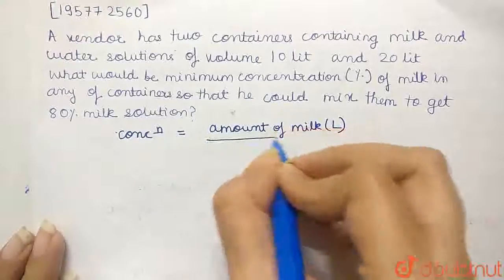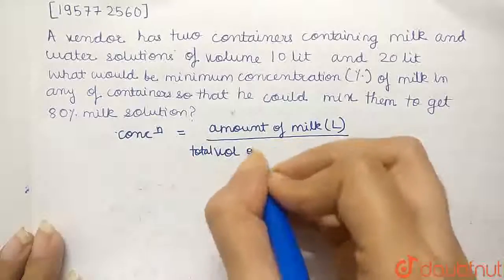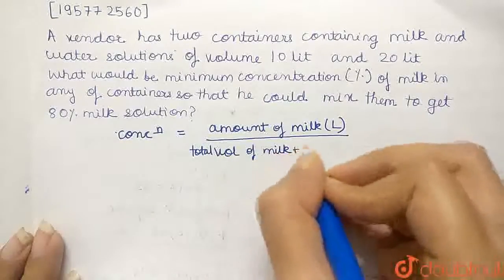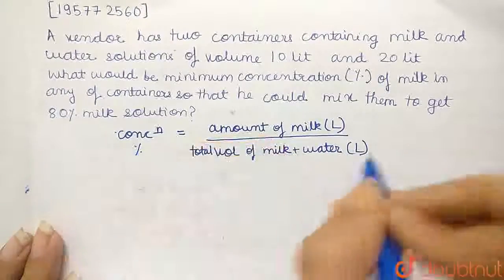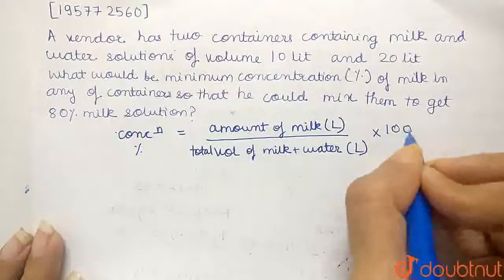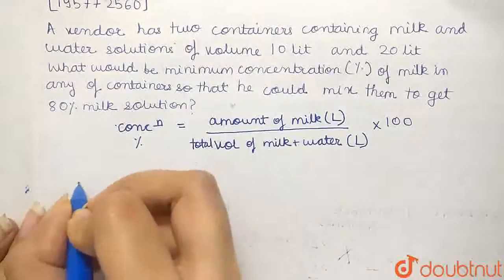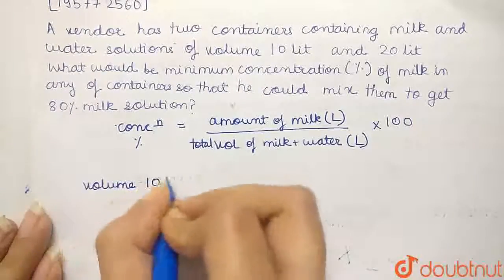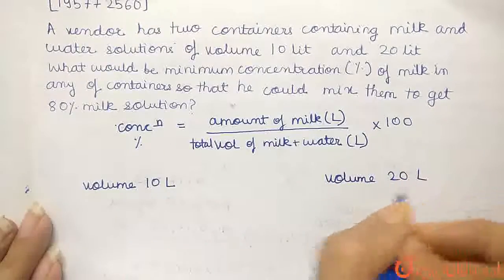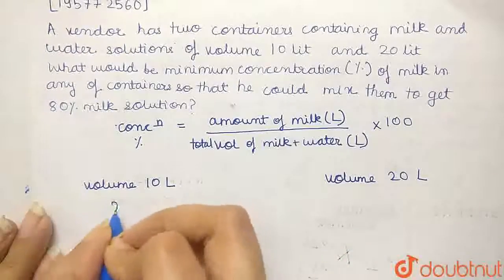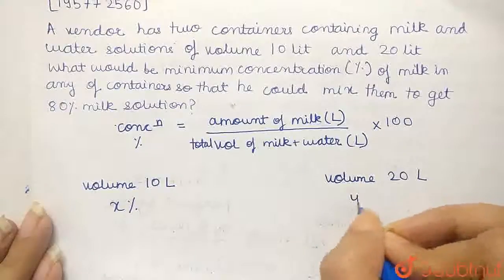Now first we should know that concentration in percentage would be the amount of milk in liters, since that is the unit being used, divided by the total volume of milk plus water solution in liters, and since we want percentage, we would multiply it with 100. So we have two containers. The first one has a total volume of 10 liters and the second one has a total volume of 20 liters. We assume that the first one's concentration is X% and the second one's concentration is Y%.